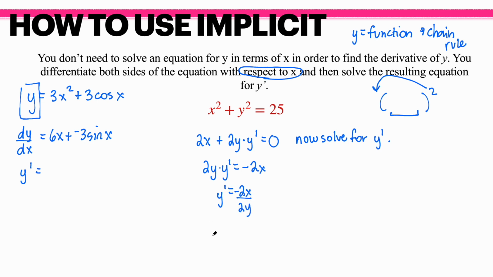And reduce. So the derivative is actually going to be the function negative x over y. And that is actually going to be my answer. So now the derivative is no longer a number. The derivative is actually going to have a two-variable equation in it.